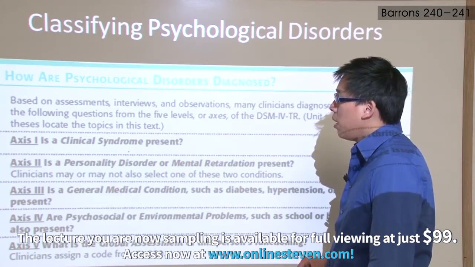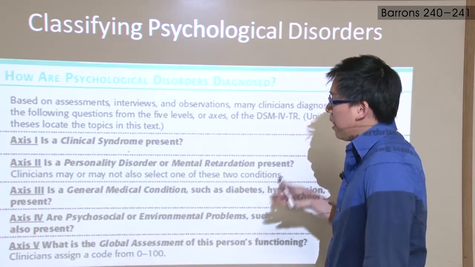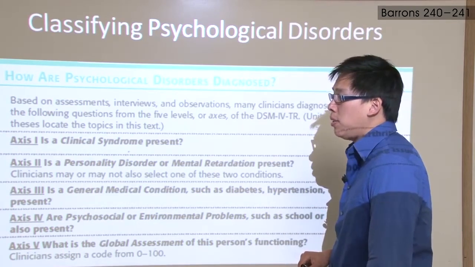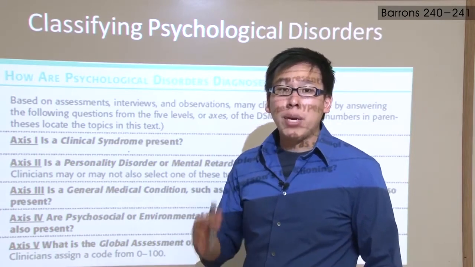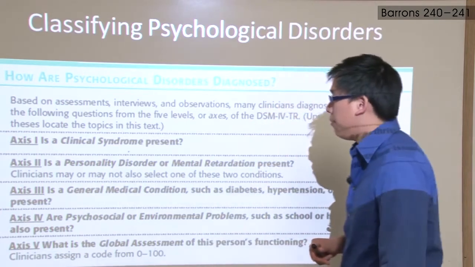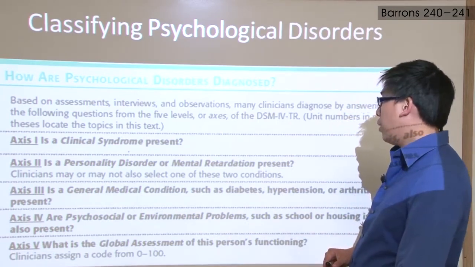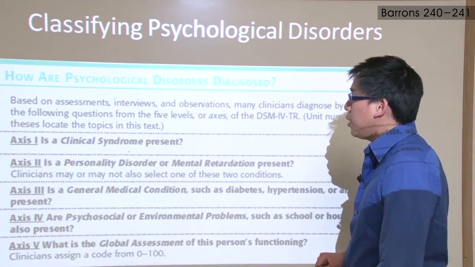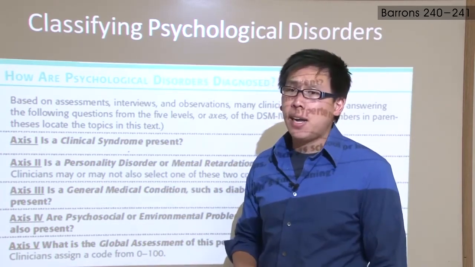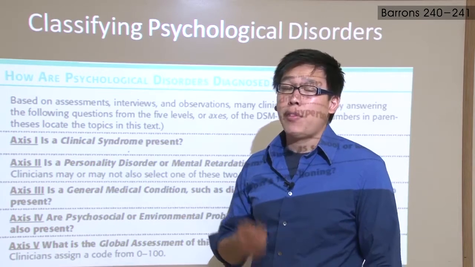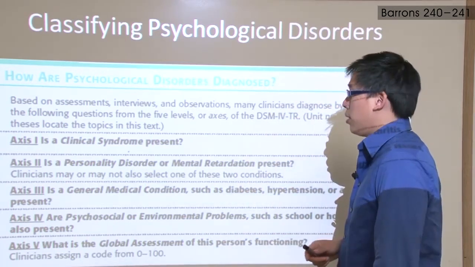That is to say, whether mental illnesses and physical illnesses go together, because it might be that the physical illnesses are causing mental illness. For example, illnesses such as syphilis have a brain component in how they manifest themselves. Are there psychosocial and environmental problems, such as school or housing issues, also present? So they also take into account the environment of the person, whether it's a particularly stressful lifestyle, whether the family has stress, if their environment is problematic, because those are the things that could be causing these psychological disorders.